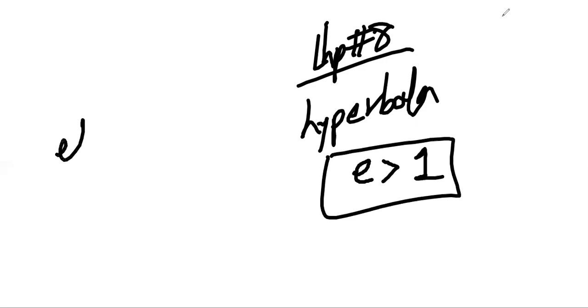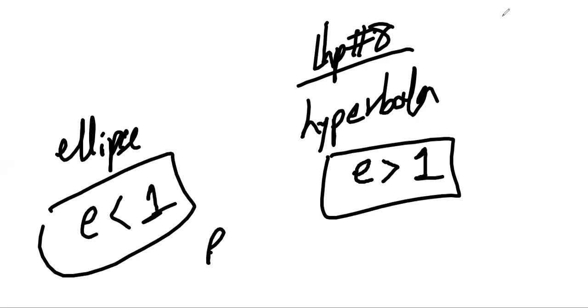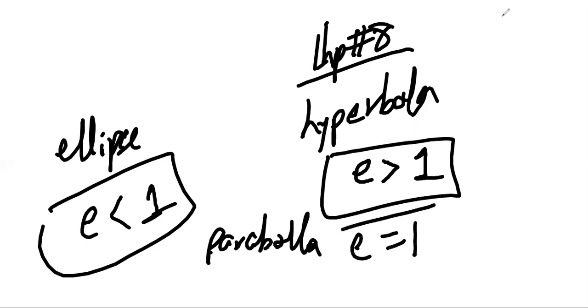A hyperbola is a set of points P in a plane whose distance from a fixed point S, called a focus, and a constant value E, greater than 1. E is always greater than 1. This is the definition of hyperbola. For ellipse, E is always less than 1. For parabola, E is equal to 1.